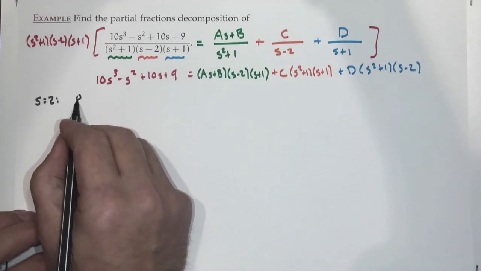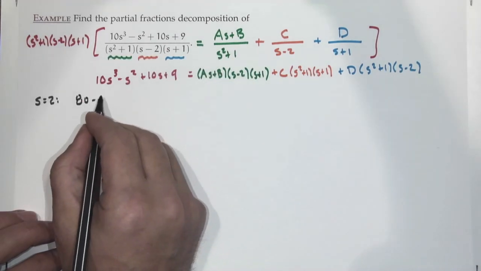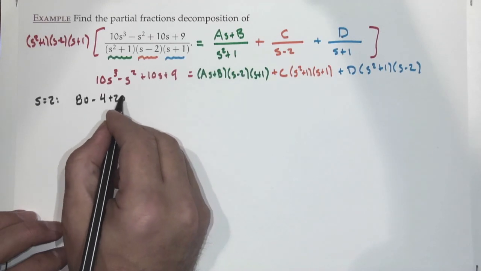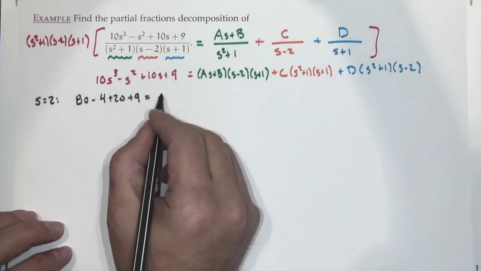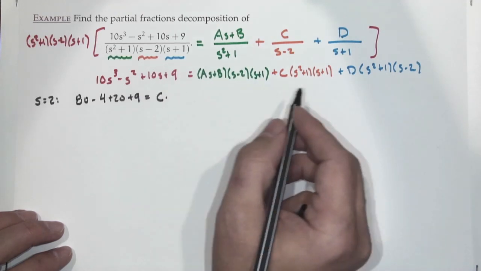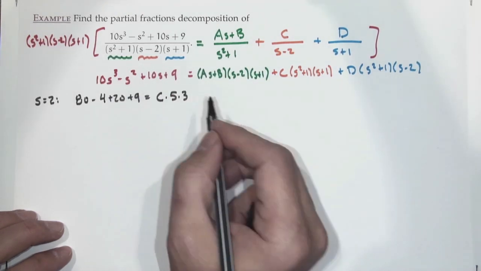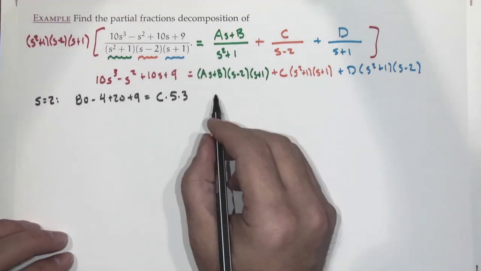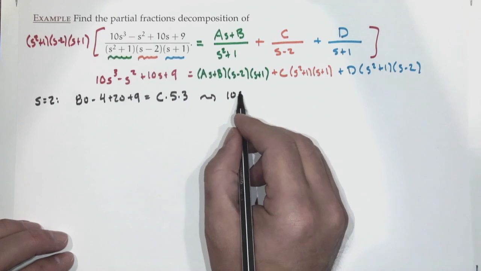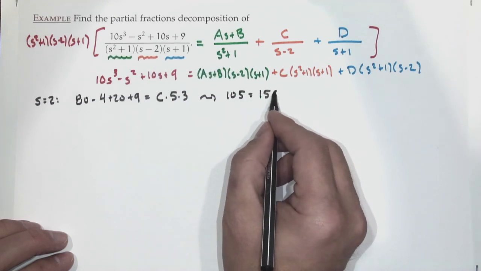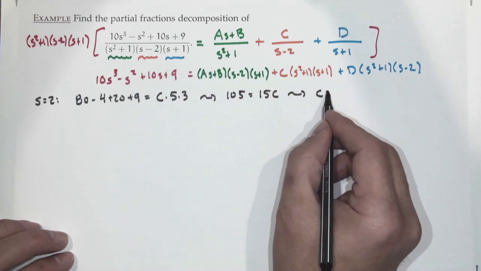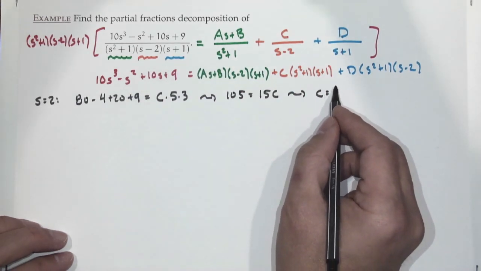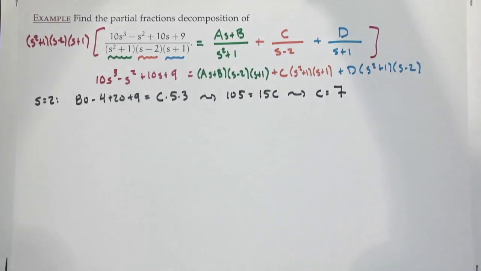10 times 8 is 80, minus 2 squared is 4, plus 20, plus 9 equals C times 5 times 3. Okay, so 80 plus 20 plus 9 minus 4, also known as 105, equals 15 times C. So C is 7. That wasn't so bad. Is there another choice?